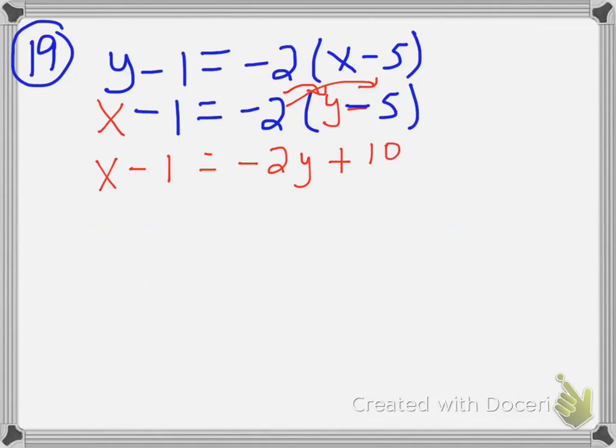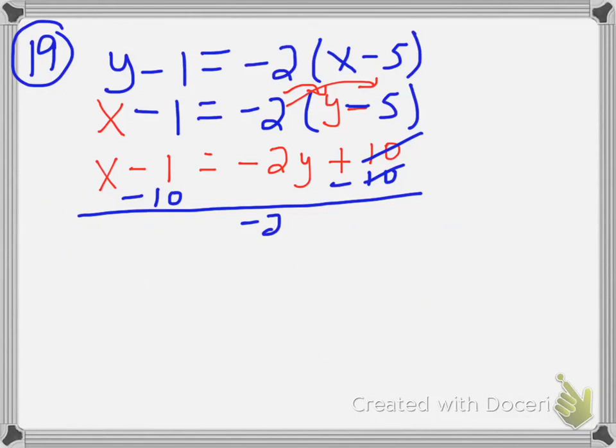So now I want to get the y by itself. I'm going to get rid of this plus 10. I'm going to say minus 10 from both sides. And since there's already a number on the other side, I'm going to combine those two constants. The 10 and the negative 10 cancel. And that leaves us with negative 2y equals x. Negative 1 and negative 10 gives us a negative 11.